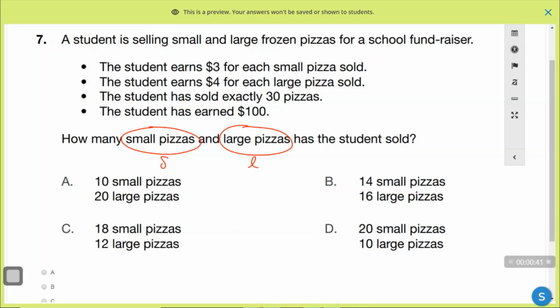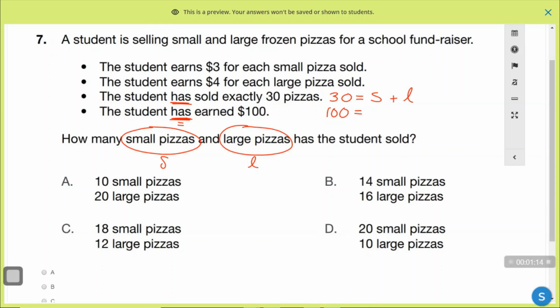So I need to find two statements of equality, and I'm looking at this word "has" to help me identify that. Has is another word for is, was, were, and it all represents the symbol equals. So we know that 30 is going to equal something, and 100 is going to equal something. All right, so what does 30 equal? Well, 30 is the number of pizzas sold. Well, how could we find our total number of pizzas sold? Well, we can add the number of small pizzas, which is represented by S, plus the number of large pizzas, which is represented by L.